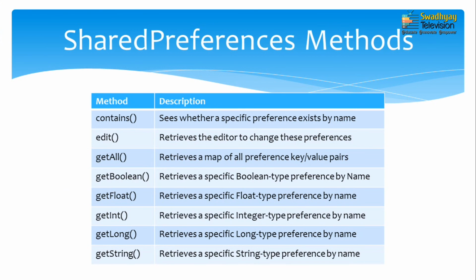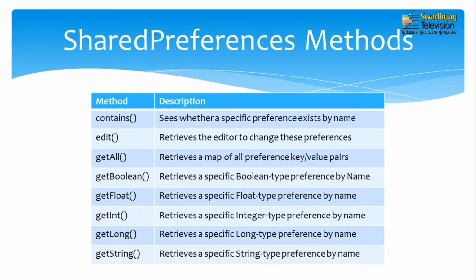Now, once you get these shared preference instance or object, you can call these methods to perform various operations. For example, you want to see whether specific preference exists by name, then you can use contains method and it takes the name of preference to be searched. Then we have edit method which retrieves editor to change these preferences, and this editor has certain methods to put content inside shared preference.